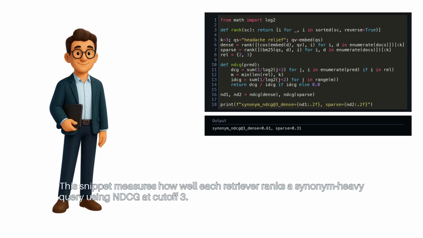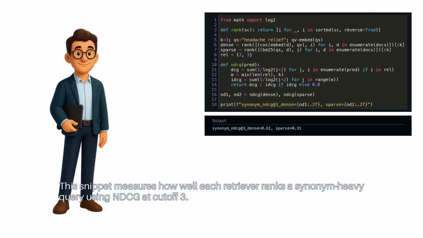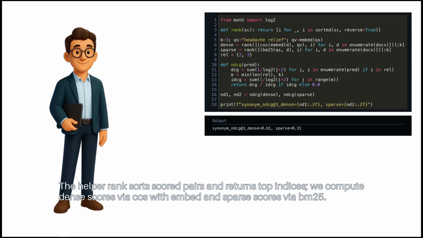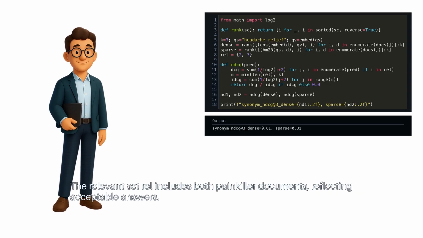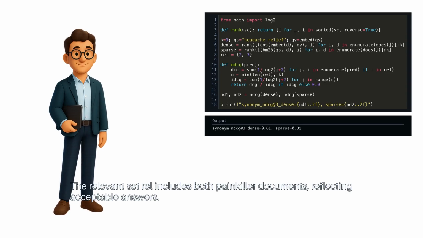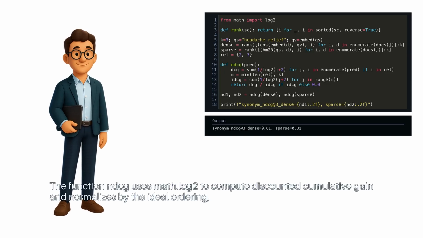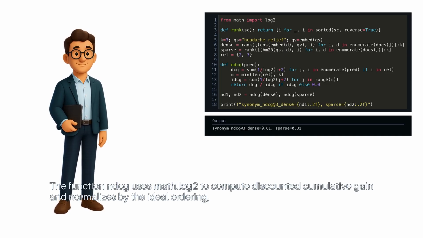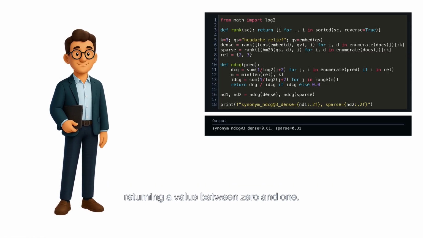This snippet measures how well each retriever ranks a synonym-heavy query using NDCG at cutoff 3. The helper rank sorts scored pairs and returns top indices. We compute dense scores via cos with embed and sparse scores via BM25. The relevant set rel includes both painkiller documents, reflecting acceptable answers. The function NDCG uses math.log2 to compute discounted cumulative gain and normalizes by the ideal ordering, returning a value between 0 and 1.